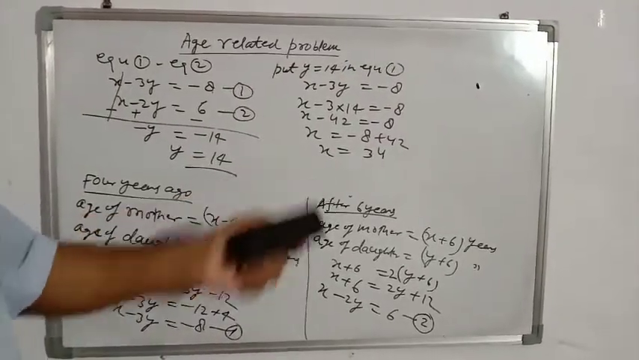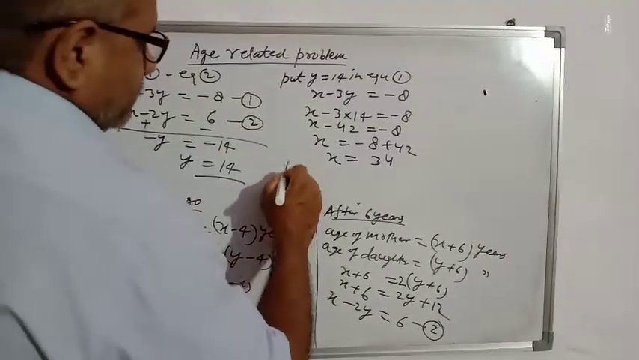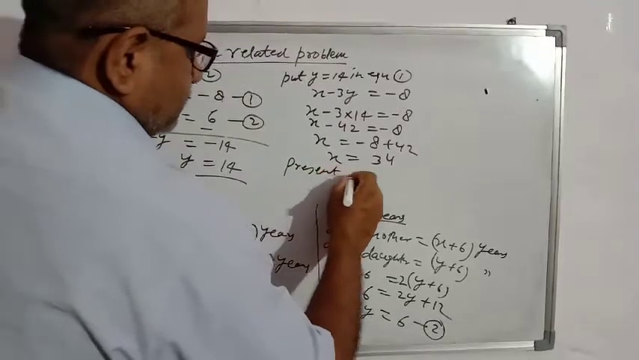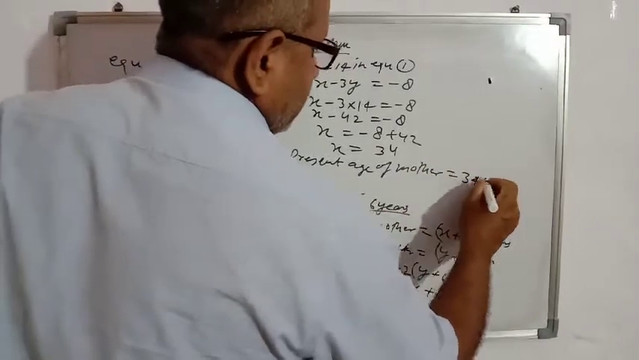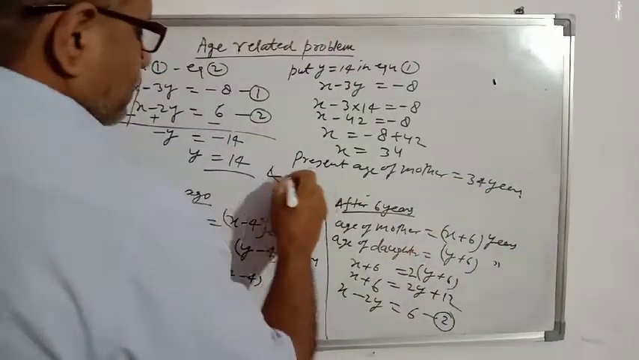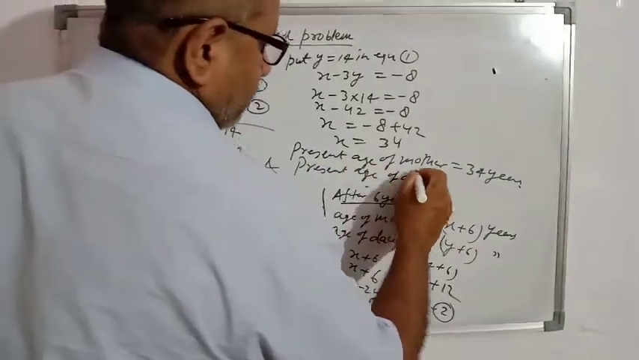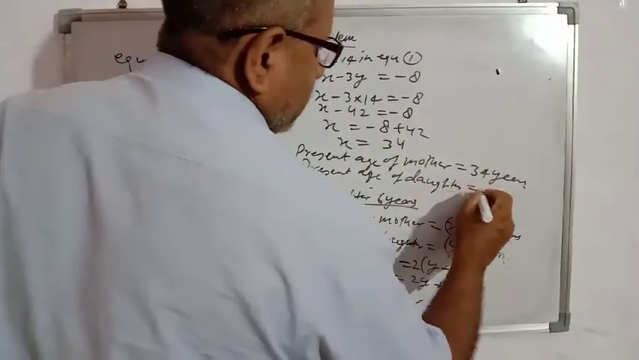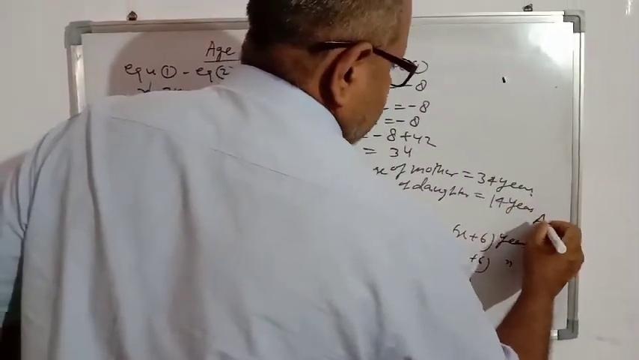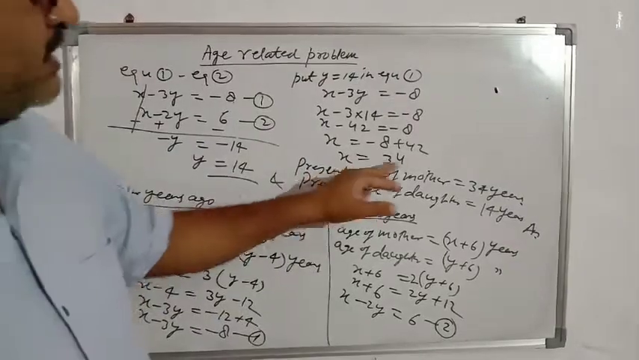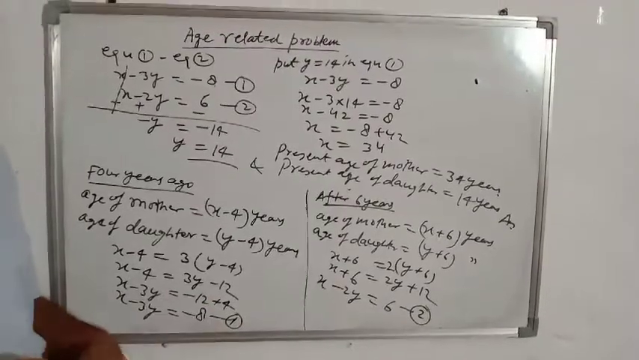What is x? X is the present age of mother and y is the present age of daughter. So we can write the answer: present age of mother is 34 years and present age of daughter is 14 years. This is the answer. Present age of mother, that is x, is 34 years. Present age of daughter is 14 years. So this is an age-related problem.